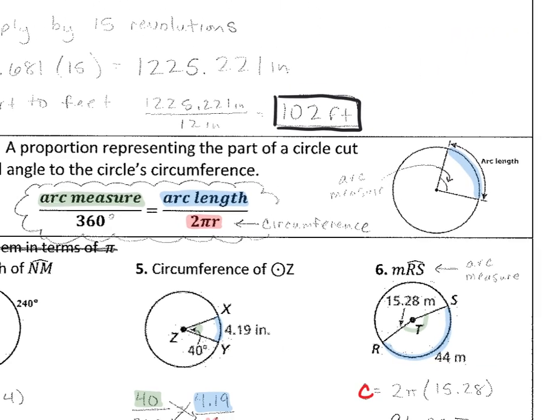So if I add a little bit of color here, this is the arc measure. Arc measure is degrees. That's going to be the one thing that gets you. Green is degrees, blue is a length of measure.